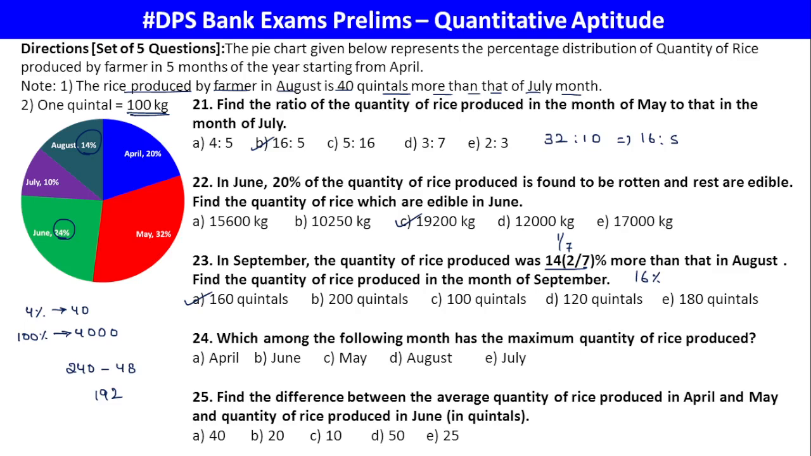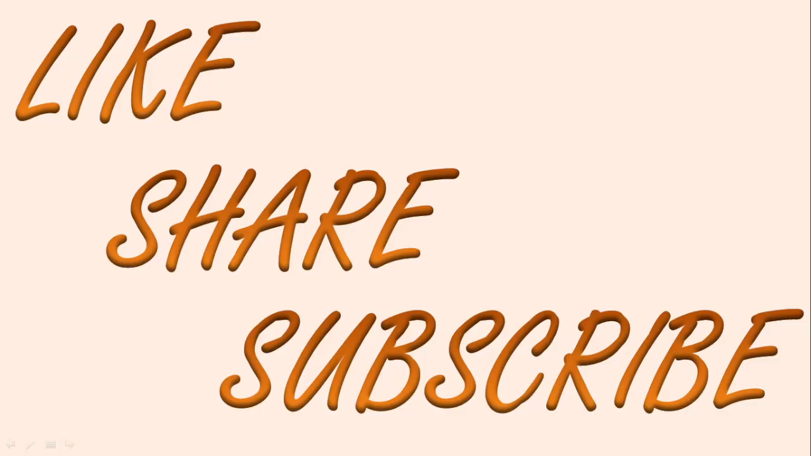Maximum quantity of rice produced. Rice produced May, direct answer. Next one. Find the difference between average quantity April and May and quantity of June, April and May, which is 52 upon 2, 26. June 24, 2%. 24 is it, okay? This is 24. Difference is 2%, 20. Option B is the final answer for this question. Done, right? Yes. So here ends the session.